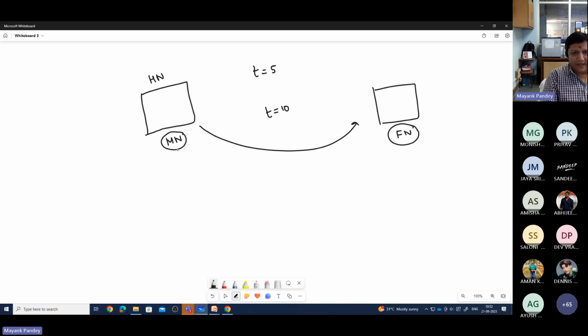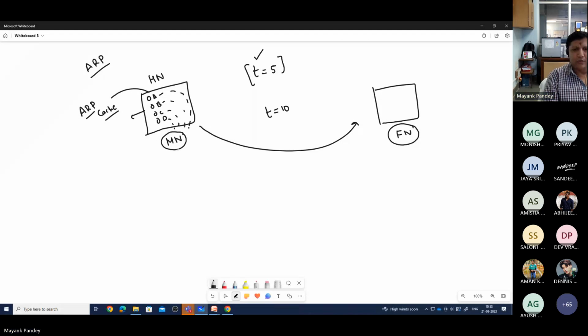When the mobile node was in this home network, the other nodes, say B, C, D, might have communicated with this mobile node, which up to t equal to 5 was in the home network. Listen carefully now. When the mobile node till t equal to 5 is inside the home network, some different nodes of this network might be communicating with it. And all these different nodes have an ARP cache. They might have contacted the mobile node, run the ARP process, address resolution protocol, got the MAC address of the mobile node, and updated their cache with it.